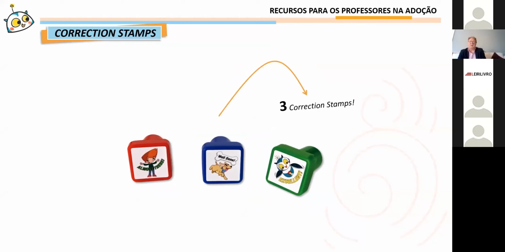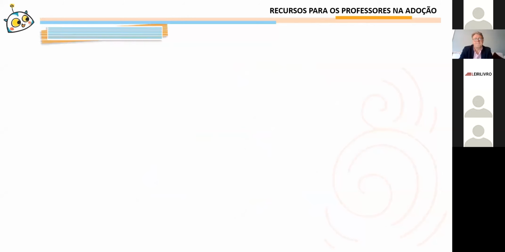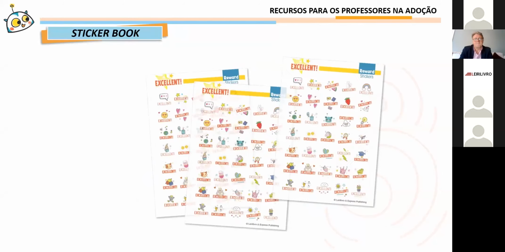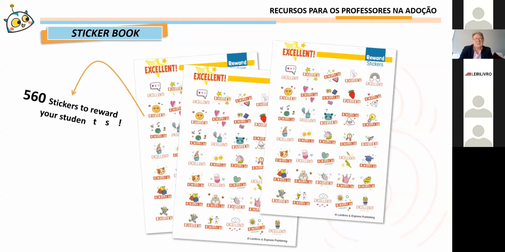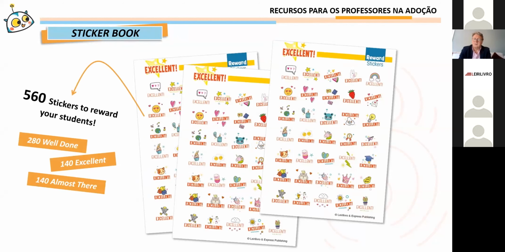Okay, and here are your correction stamps. And here are reward stickers. So as well as your other stickers, your general stickers that you can use in different ways, you have 560 reward stickers, which say things like, well done, excellent, almost there.